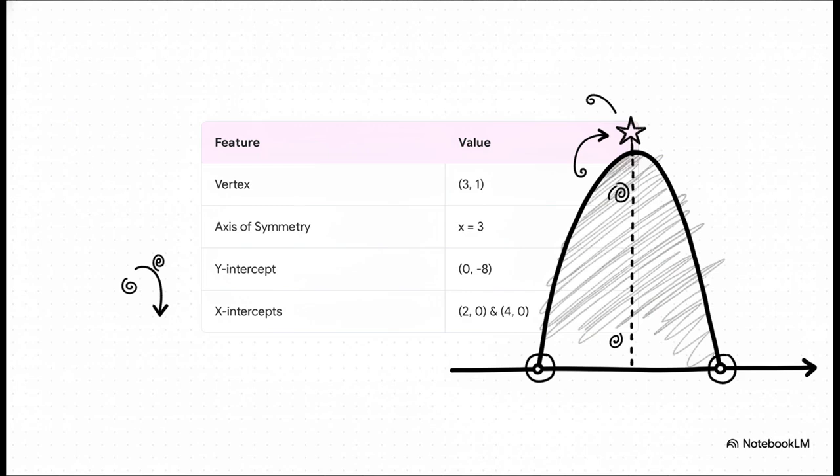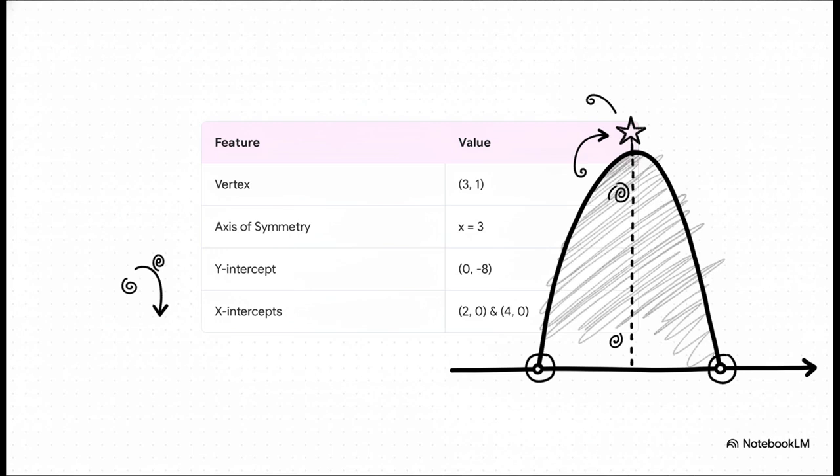Let's see how this builds in a slightly different scenario. And this brilliantly illustrates what happens when a graph crosses the axis twice. Let's take the equation f of x equals negative x squared plus 6x minus 8. Right off the bat, because of that negative sign at the front, this parabola opens downward, kind of like a frown. Our vertex, which is now the highest peak, is at (3, 1). The mirror line, or axis of symmetry, is x equals 3.